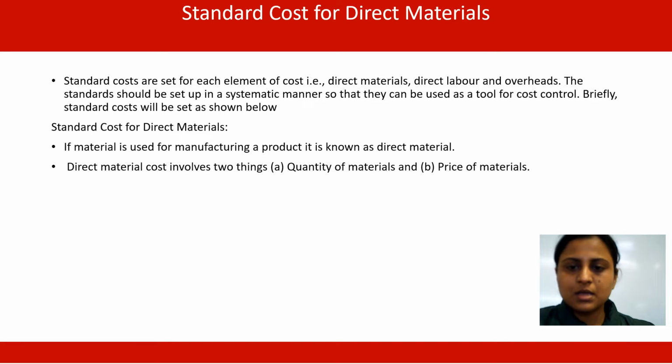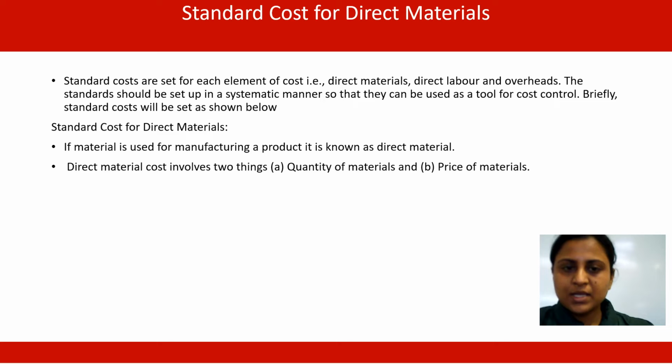Now standard costs are set for each element of cost, that is direct material, direct labor, direct expenses and overheads. The standards should be set in such a manner that they can be used as a tool for cost control. Now let's briefly look at how the standards for these elements of cost are set. Starting with standard cost for direct materials. If material is used for manufacturing a product, it is known as direct material. This direct material cost will include two things: quantity of material and price of material.